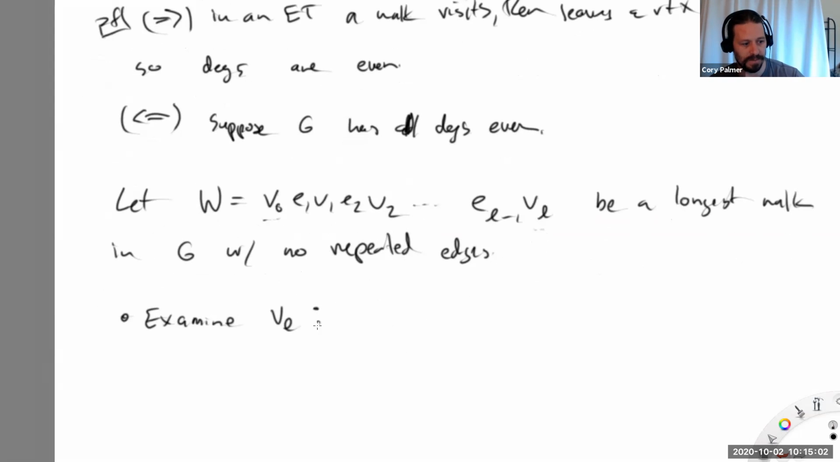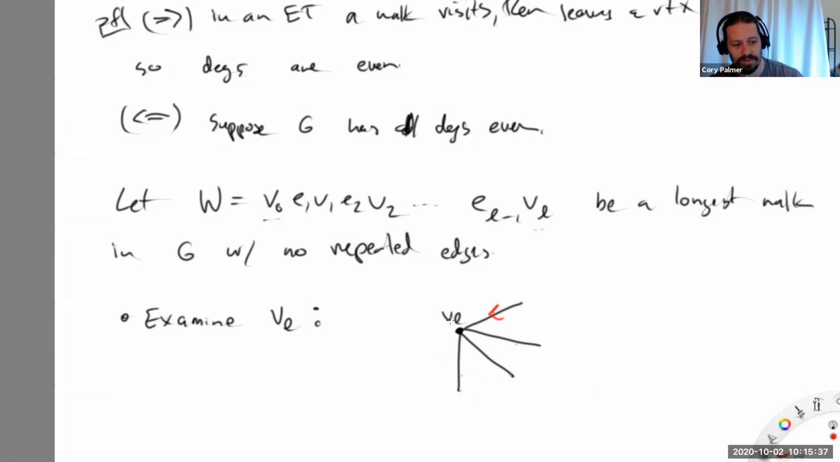So let's examine VL. Here's VL, and VL has some incident edges. I've drawn 4, but this is an example again. It has even degree, so it has 2, 4, 6, 8, something like that. Now, VL is the end of the walk, so at some point I go in and stop at VL. But there's no unused edge incident to VL, otherwise I could extend my walk. If any one of these edges had not been walked across yet, I could have extended this walk.